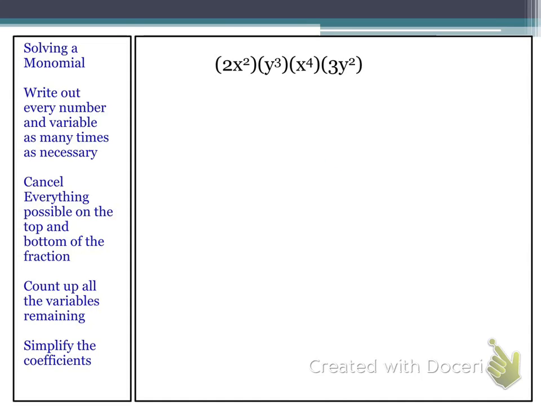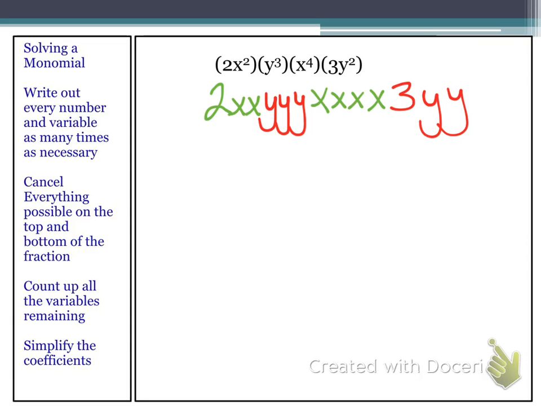So, when I want to solve these, I see that it's multiplication. It might also be division. I'm going to write out every number and variable as many times as necessary. So that means I'm going to go 2 times x, then y times y times y, then x times x times x times x, then 3 times y times y. Hopefully you follow that. It's pretty easy, right?